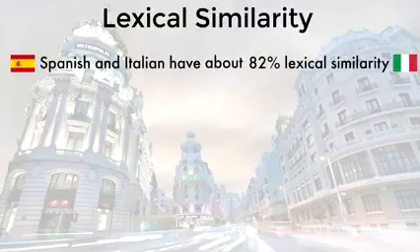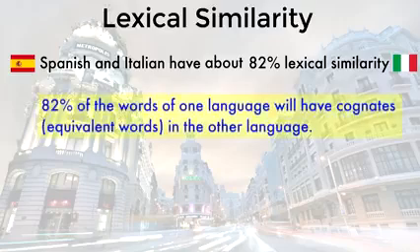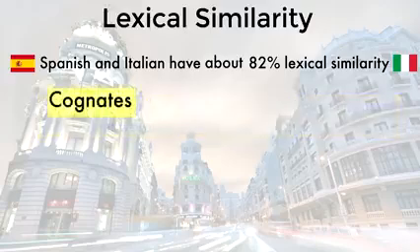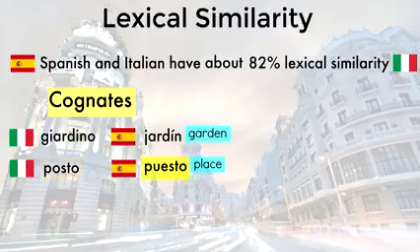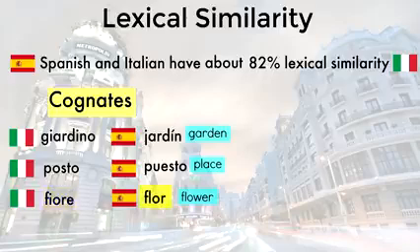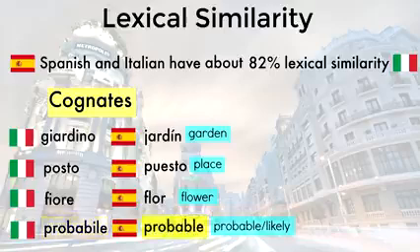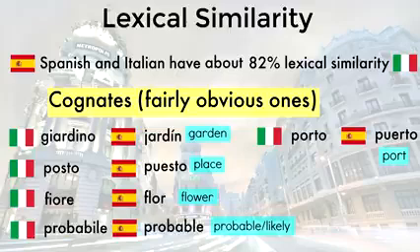Vocabulary. Spanish and Italian have about 82% lexical similarity. That means that 82% of the words in either language will have cognate vocabulary in the other language. Let's look at some examples of Spanish and Italian cognates. In Italian, giardino, and in Spanish, jardín, and these mean garden. In Italian, posto, and in Spanish, puesto, this means place. In Italian, fiore, and in Spanish, flor, this means flower. In Italian, probabile, and in Spanish, probable, this means probable or likely. In Italian, porto, and in Spanish, puerto, this means port. Those pairs of words are quite obvious cognates.